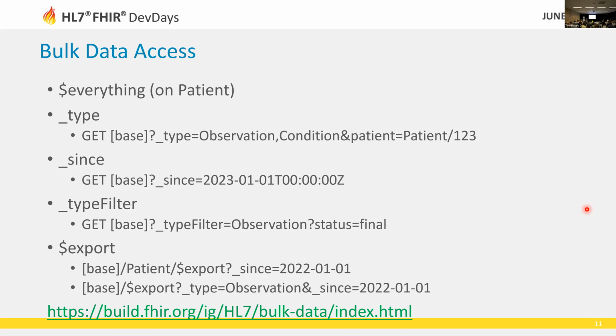But let's say we have 50 different resources connected to the patient, and we are just interested in returning Observation type or something like that, right? So there is this _type parameter, which basically tells you what type of resource you want to return. So here I'm saying I am only interested in returning Observation and Condition for this particular patient. So when I execute that, it will return me Observations and Conditions for patient 1, 2, 3.